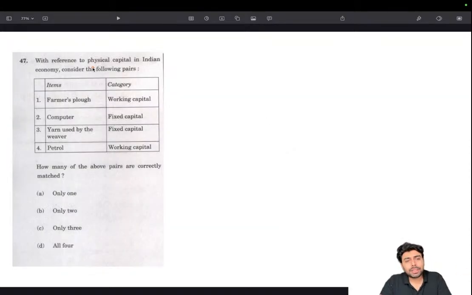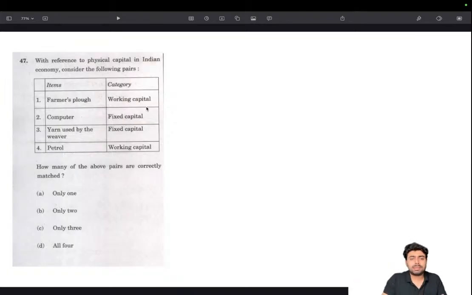With reference to physical capital in the Indian economy, consider the following pairs. Farmer's plow, it's a working capital. If you go by the word meaning, you might think that the farmer's plow is doing work, so it's a working capital. No, it's not the case. You need to know that working capital is something that gets used up during the process of production. That could mean fuel, raw materials, inventory, etc. So anything that gets used up or is added to the production process is called a working capital.